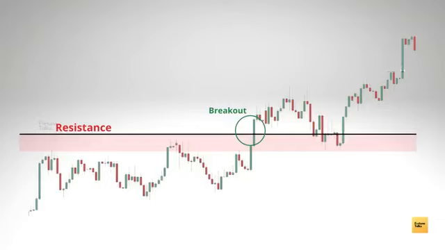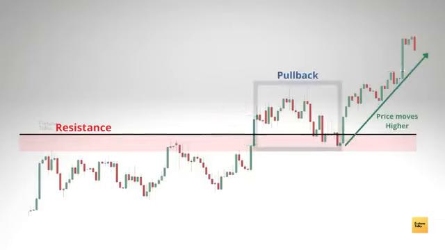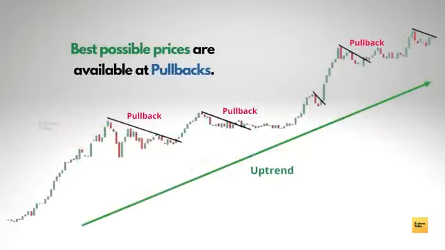For example, the price breaks out of the resistance level with a strong candle, and then it retraces or pulls back to test the resistance level and then moves up higher. Another example would be if the market is trending higher. You are always looking to buy the dip, the retracement, or the pullback, so as to buy at the lowest possible price.